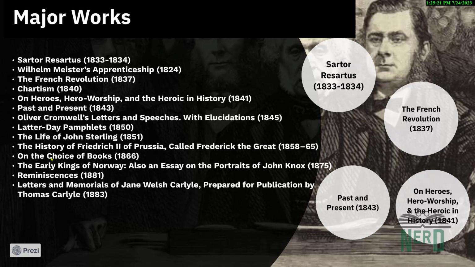And then we have On the Choice of Books, which was published in 1866, and here it is Carlyle's recollection and memoir, a noteworthy piece about the importance of selecting the right books. And again we have The Early Kings of Norway, also an essay on the portrait of John Knox, which was published in 1875, about Carlyle's exploration of Norwegian kings and an essay on John Knox.